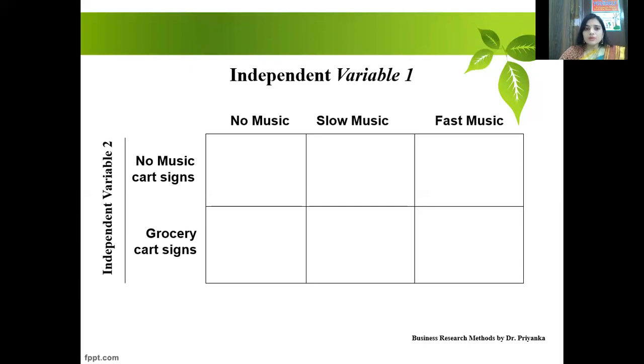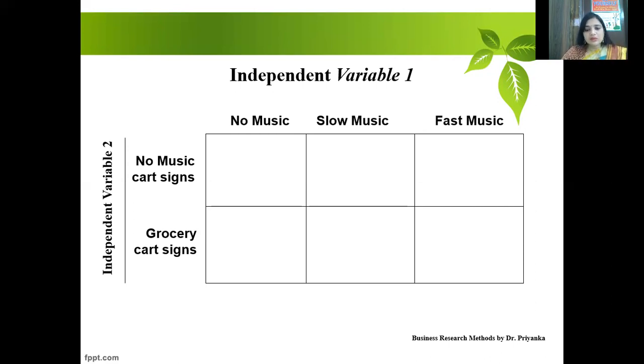So you can actually put a board for music just in front of your house or somewhere like that, so that people understand that the music is playing inside the room or something like that. You can give some signs or you cannot give some signs. So it depends on both things, no music cart signs and grocery cart signs. And independent variable 1 is whether there is no music, slow, or fast music.